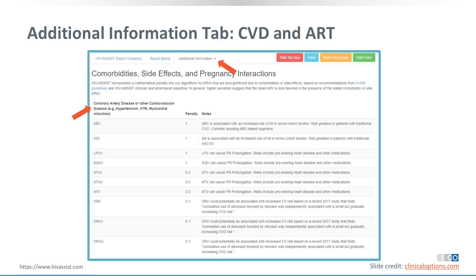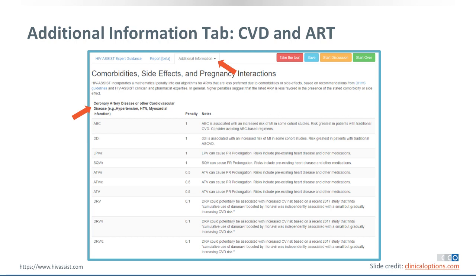So the HIV-ASSIST output does have additional information on coronary artery disease and ART and that interplay. And so what you would do is you would click on the additional information tab, and that would show divided by comorbidities what the considerations are around the various ARTs. So you can see that abacavir is listed as having been associated with an increased risk of MI in some observational studies, and that the risk was greatest in patients with traditional cardiovascular disease, so that there was some concern about needing to avoid abacavir-based regimens.